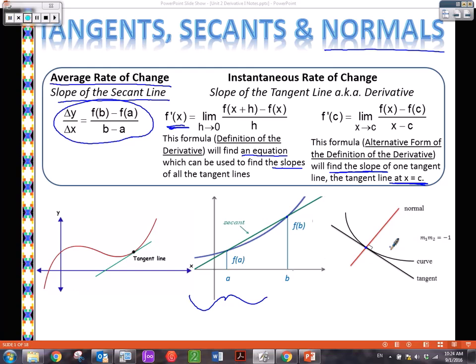So if you recall, when we have two lines that are perpendicular, recall their slopes. The product of their slopes is -1. Hopefully we remember that from Algebra 1. So that's what we're going to be using to find the equation of our normal line. Okay, are we okay with this so far? Any questions before we go to the example page?